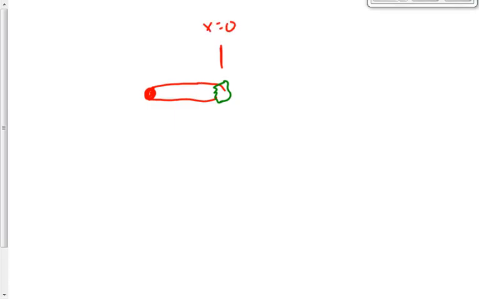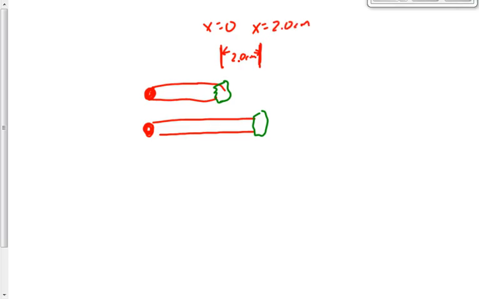Now I pull it, stretch it out, so that the clothespin insert is out here. My displacement right now, I'm going to measure relative to where I started right here. So we'll say this is 2 centimeters. We'd call the displacement 2 centimeters in that case. Does that make sense?